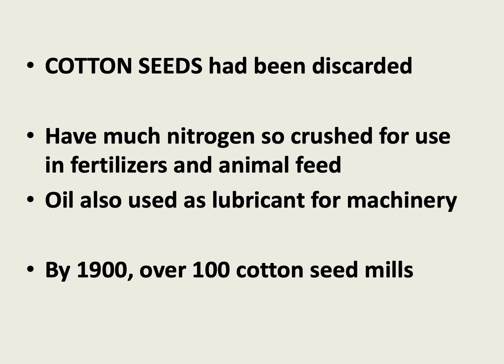Particularly useful for Texas was the development of cottonseed oil. You'll recall from our discussion of Eli Whitney's cotton gin, the purpose of the cotton gin was to comb through the cotton balls and remove the seeds, which were just thrown away. But then it was determined that the cotton seeds have a high content of nitrogen. So they were throwing away a wonderful fertilizer. So those cotton seeds were crushed and they were used in fertilizers. Also, they were mixed with food and given to animals. And finally, the cottonseed oil produces a very high quality lubricant for machinery. And in fact, in Texas by 1900, there were over 100 cottonseed mills to process these products from cotton seeds.